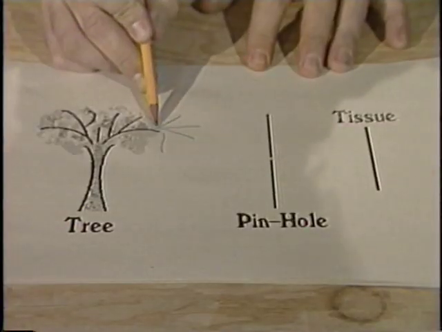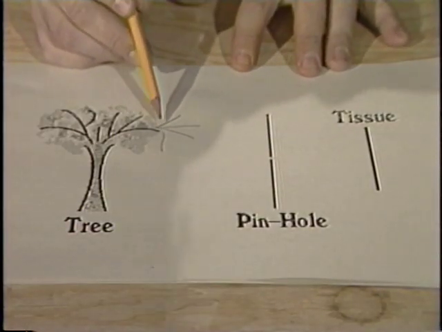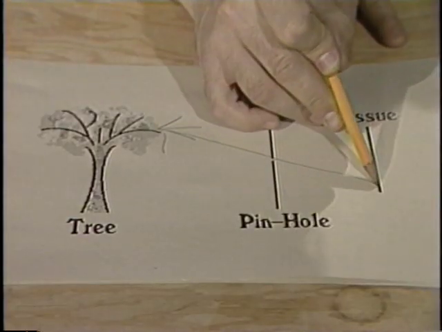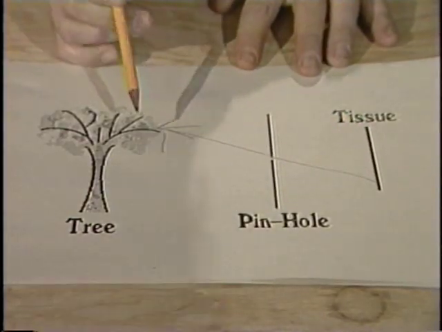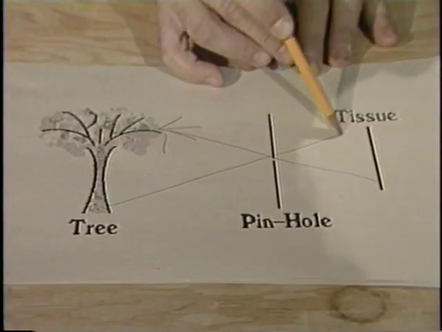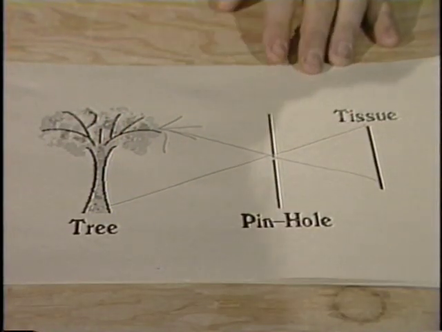Here's what happens. Imagine any one of those tiny points on the scene you saw. It gives off light rays in all directions. Only a small bundle of almost parallel rays can make it through that pinhole to hit the tissue paper. And that's the same situation for every point on that object. That's why the picture is upside down.